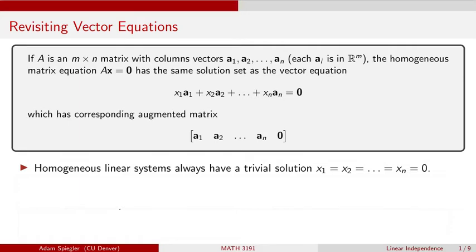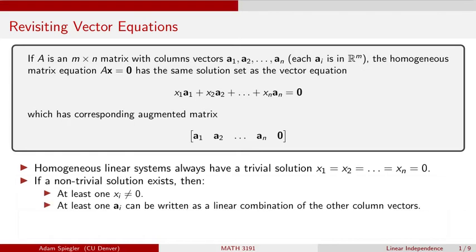So let's review a couple of important points about these systems. First, recall that there's always one very obvious solution to a homogeneous equation, which is the trivial solution: if we set every variable equal to 0, we'll certainly get the 0 vector. So we're usually curious whether or not we have non-trivial solutions. A non-trivial solution is one where at least one of these x's is not equal to 0. If that is the case, it means that one of these column vectors can be written as a linear combination of the other column vectors.